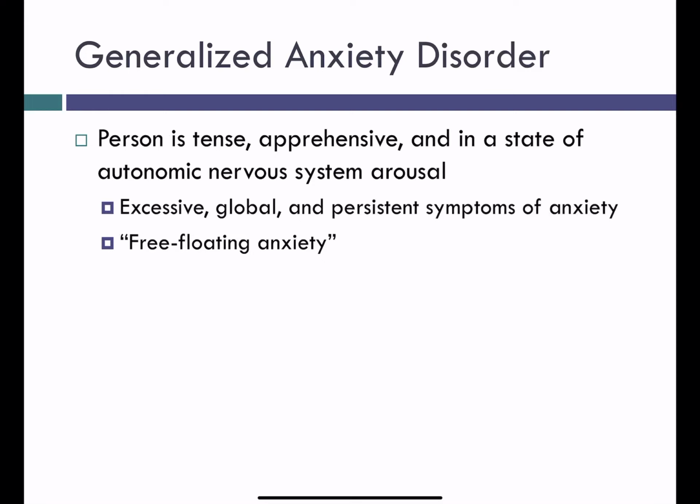So we'll talk about a couple different ones, starting with generalized anxiety disorder. With generalized anxiety disorder, the individual is tense, apprehensive, and in a state of autonomic nervous system arousal, so that's the fight or flight response. It's excessive, global, and persistent symptoms of anxiety. So this isn't anxiety about a specific object, it's just all the time, this free-floating anxiety, this feeling that something bad is going to happen without a specific fear in mind.